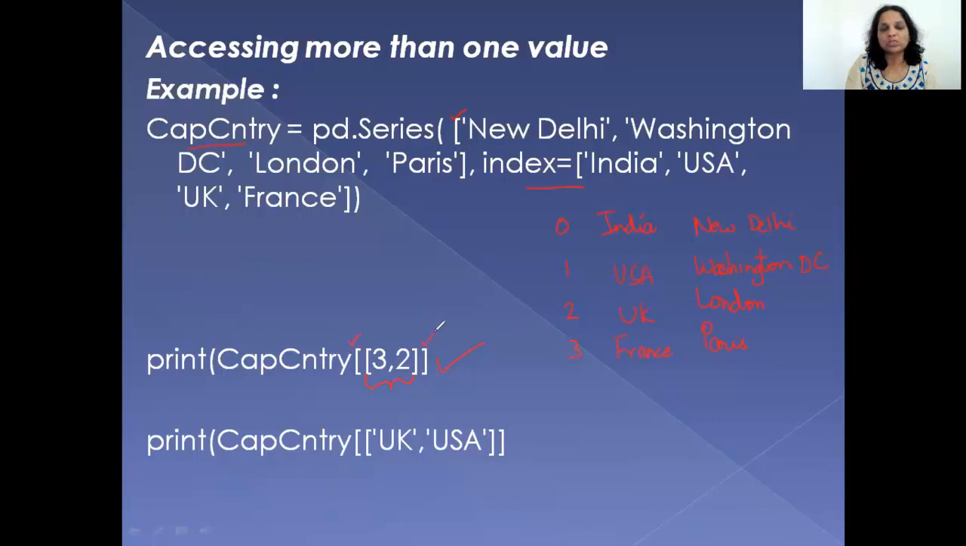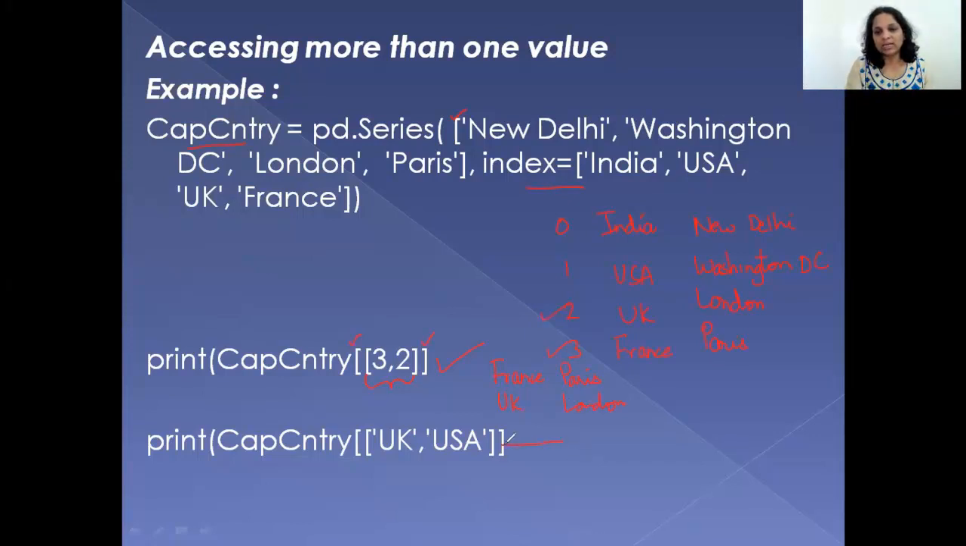So you have the outer square bracket, 3, 2. So give me elements at 3 and 2. So the output here is going to be France with Paris and UK with London. Now, why did I get France with Paris before UK with London? Because the positional index that I have mentioned is 3 before I mentioned 2.